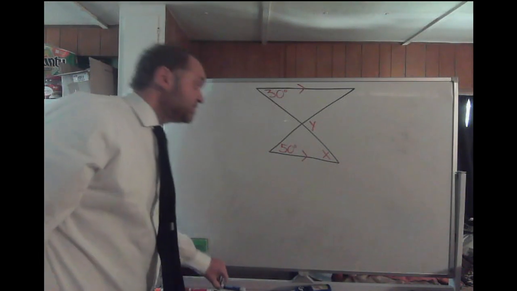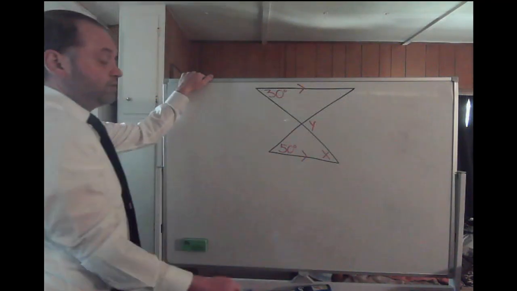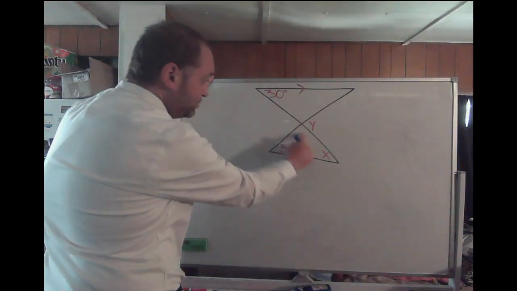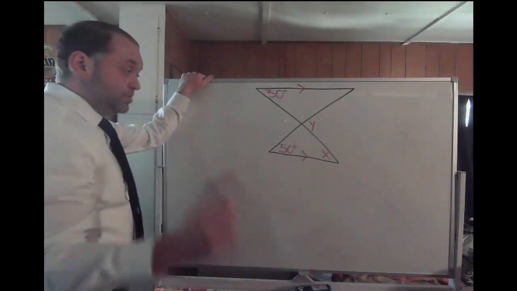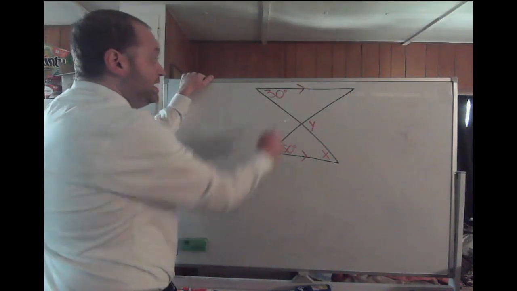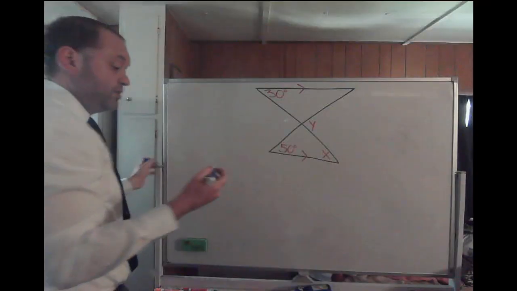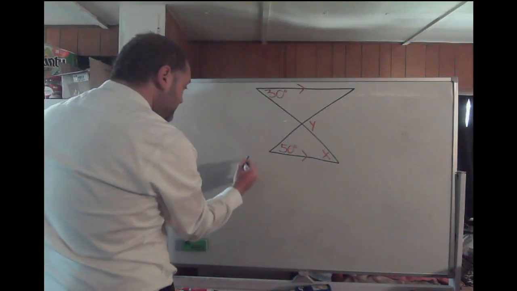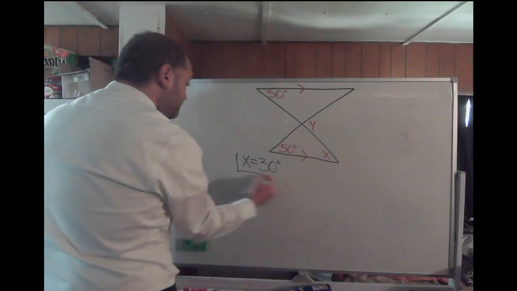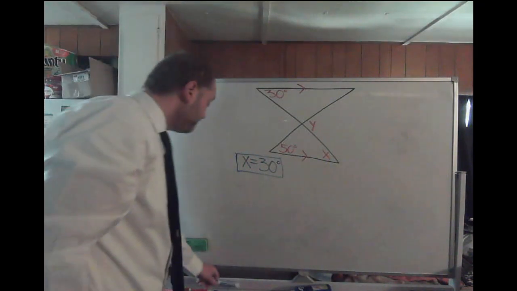So let's go ahead and start. Well, we know the top and bottom lines are parallel, right? And this long line running this way is a transversal to these two parallel lines, is it not? That would make the angle of 30 degrees and x alternate interior angles. So in other words, x would equal 30 degrees since they're alternate interior angles. So we found x. Easy enough, right?